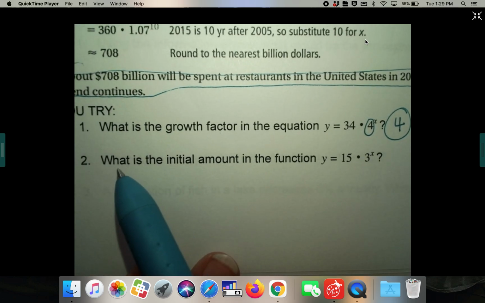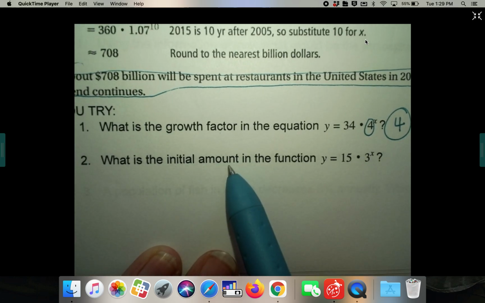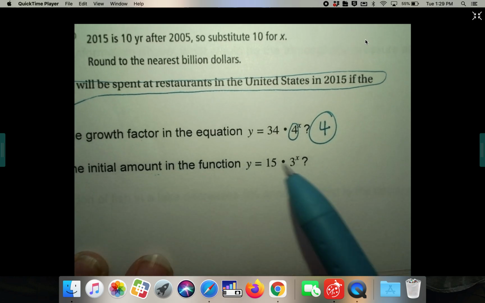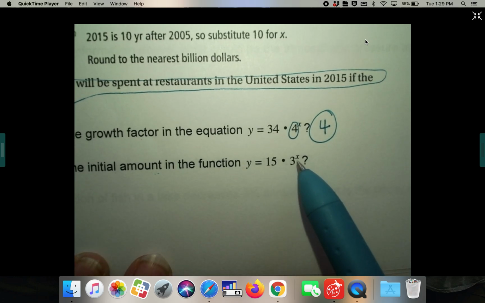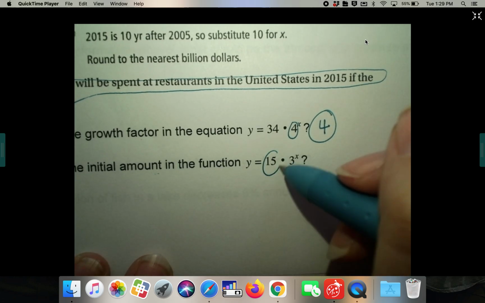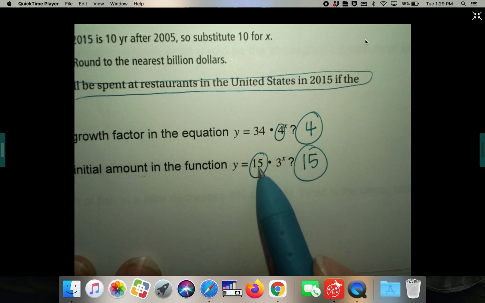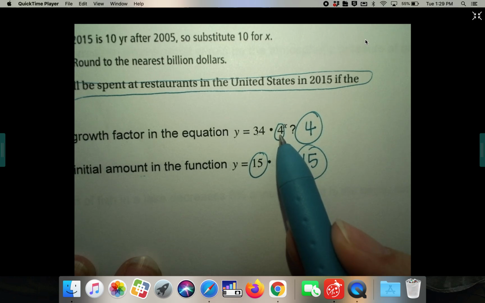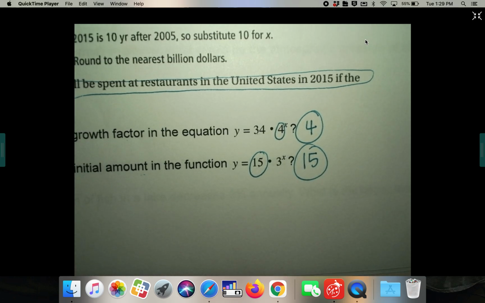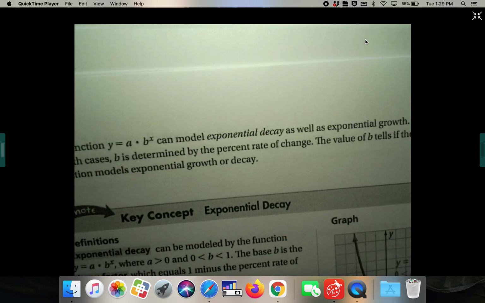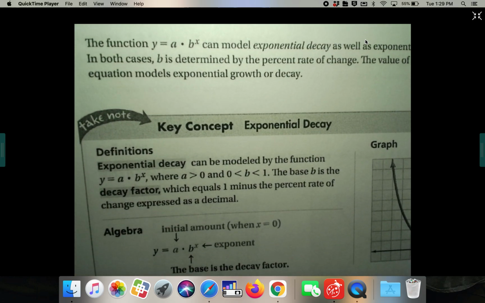Okay, then I'm going to switch it on you. What is the initial amount? So not the growth factor this time, the initial amount. 3 is the growth factor, so our initial amount was the y-intercept. That would be 15. So initial amount, growth factor. Okay, let's look at decay. So turn the page and let's check out decay real quick.